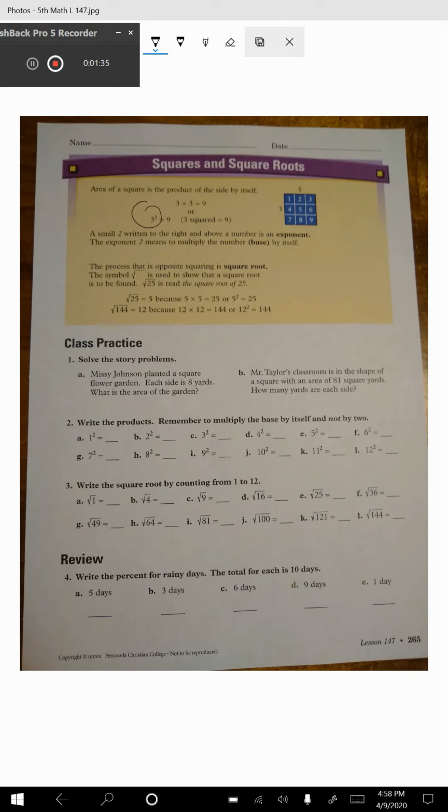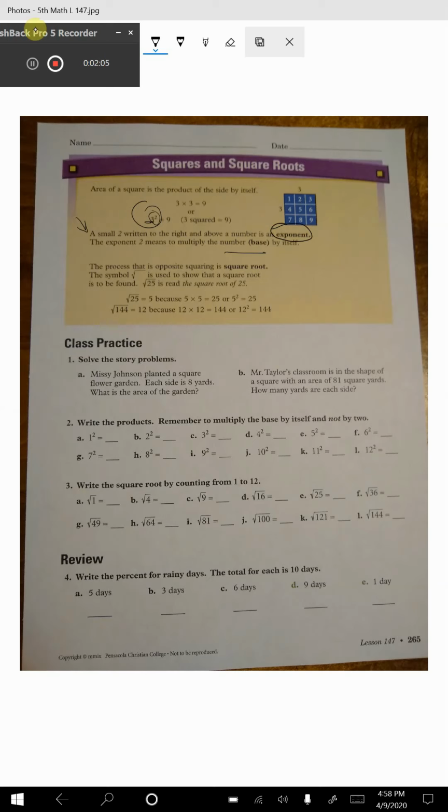All right? A small 2 written to the right, and above a number is called an exponent. So I've not talked about that too much, but that little number up there is called an exponent. The exponent 2 means to multiply the number, or the base. So in this case, the 3 is the base, and you're going to multiply it by itself. So 3 times 3, okay?